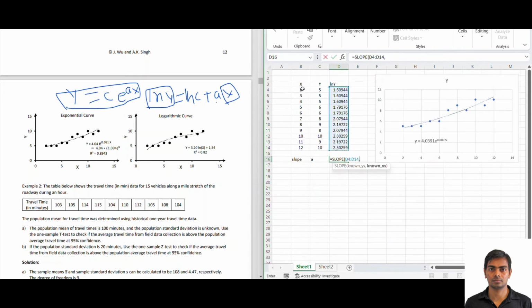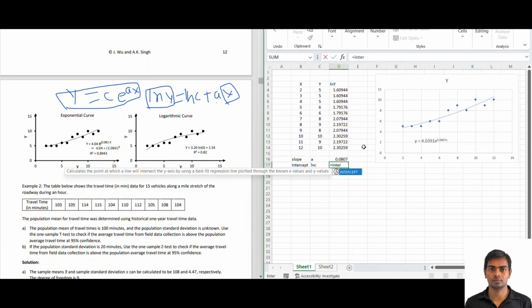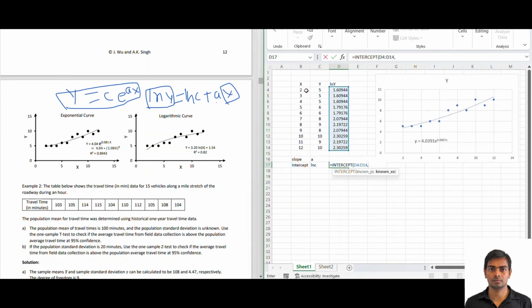Select the y's, select the x, that's it. Now the intercept here, which is log c, is equal to intercept of log y comma x.